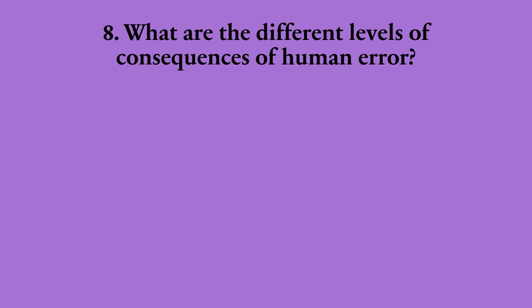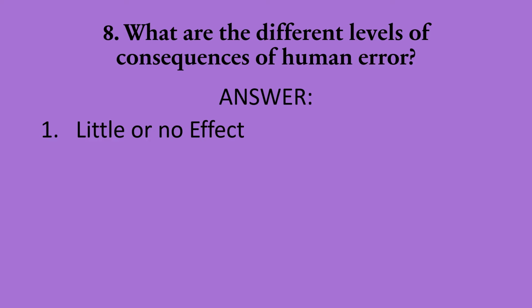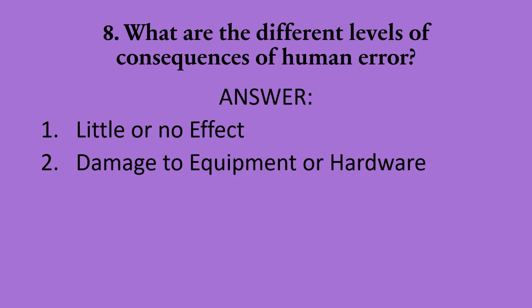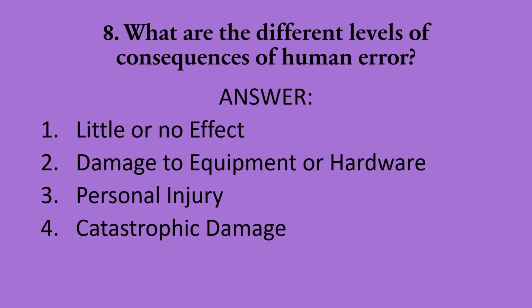Question number 8. What are the different levels of consequences of human error? The answer is 1. Little or no effect. 2. Damage to equipment or hardware. 3. Personal injury. And 4. Catastrophic damage.